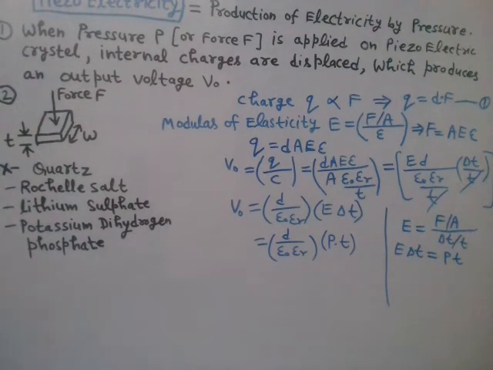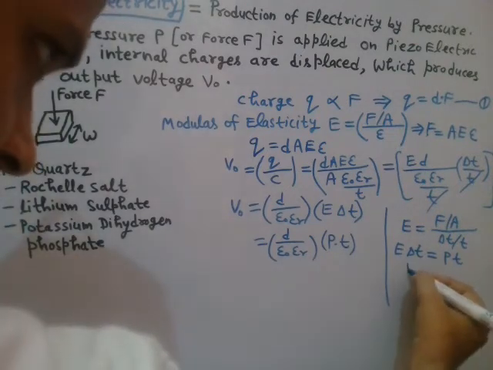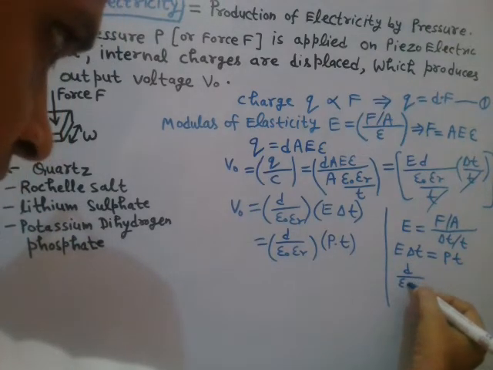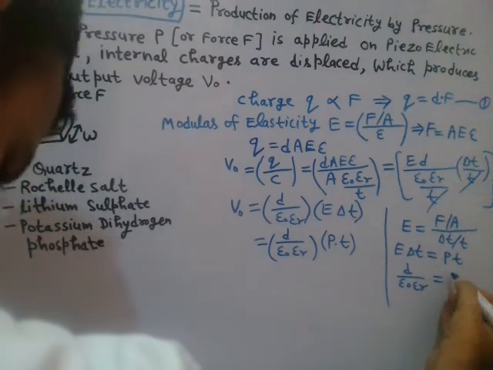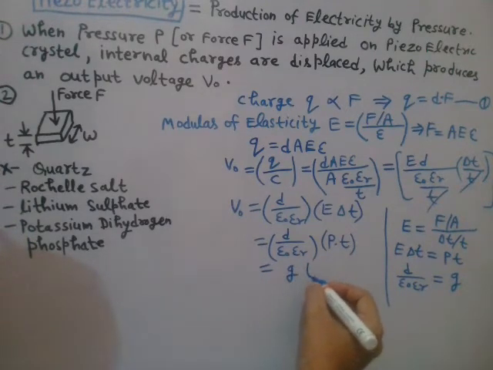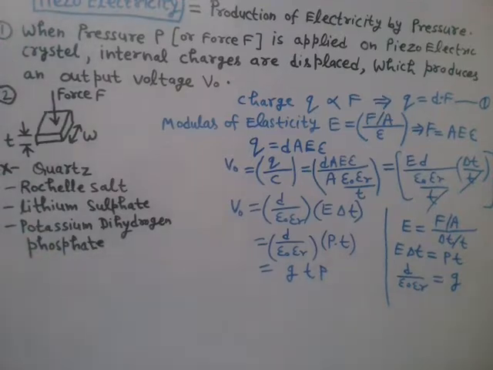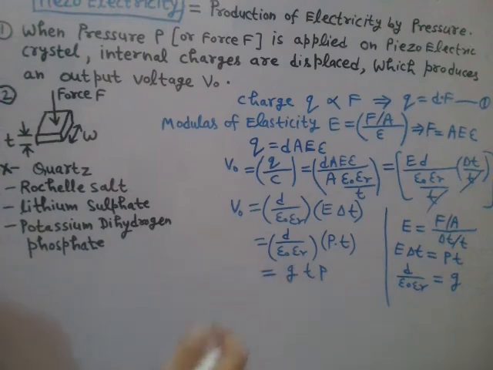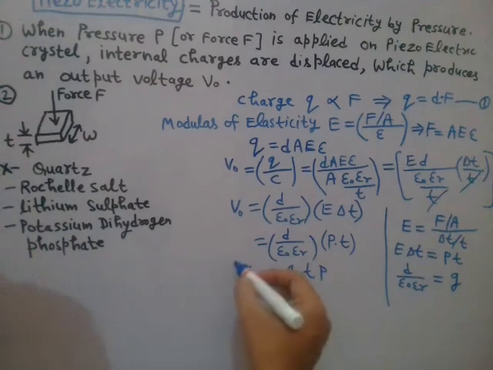Okay. Now let me give D by epsilon naught epsilon r another notation. Let me denote D by epsilon naught epsilon r by another notation, that is G. So finally you will get G into T into P, right? So that is the expression of output voltage V naught.